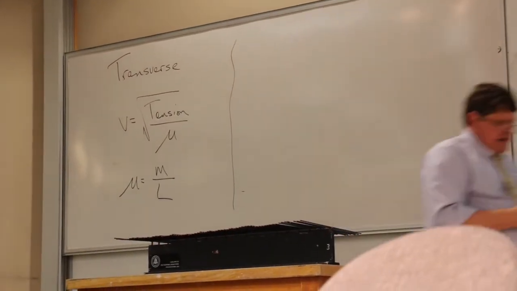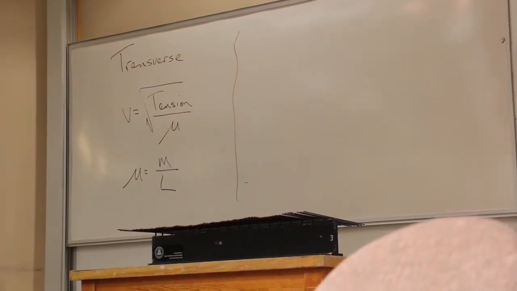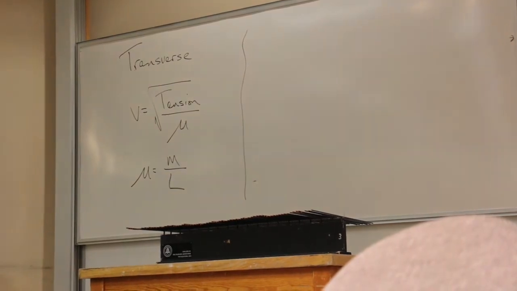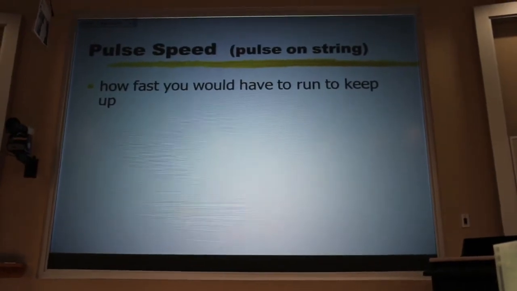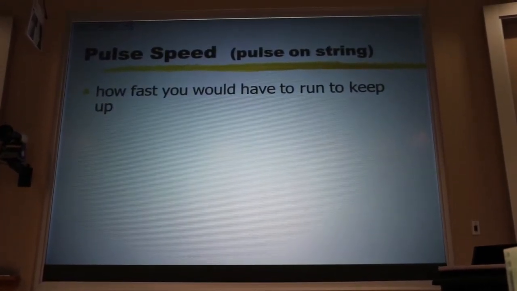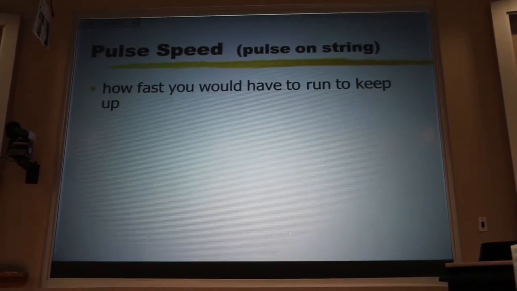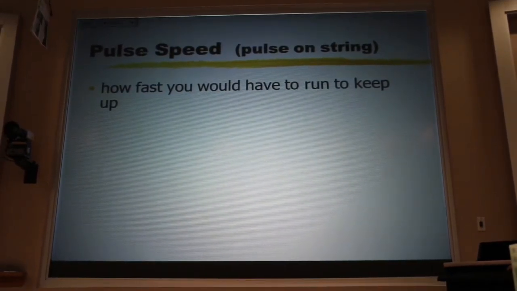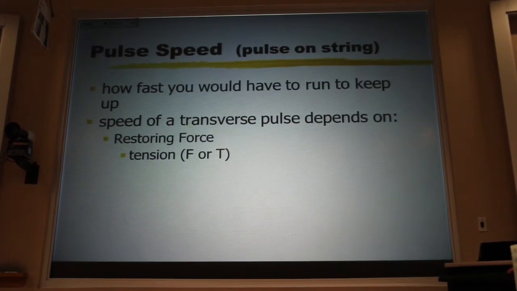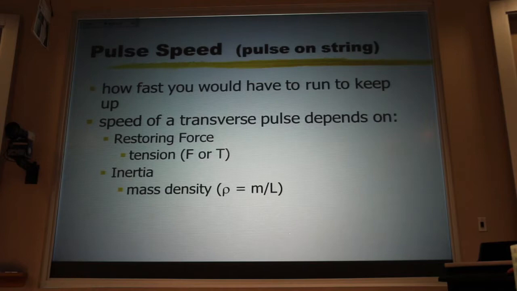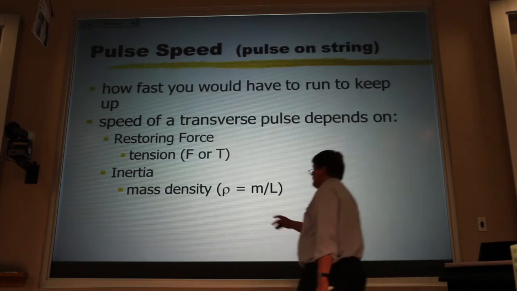Okay? Now, this is what we saw when we had simple harmonic motion. The timing was dependent upon how hard it was to move something, how much inertia there was, and how much restoring force there was. Well, in this case, the restoring force is that tension force, and that measure of how hard it is to speed it up or slow it down, that's the mass density, how much mass there is in a unit of length.